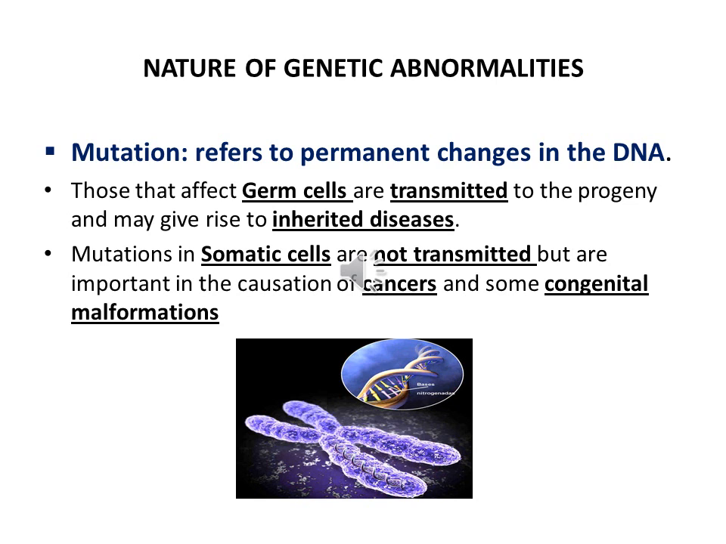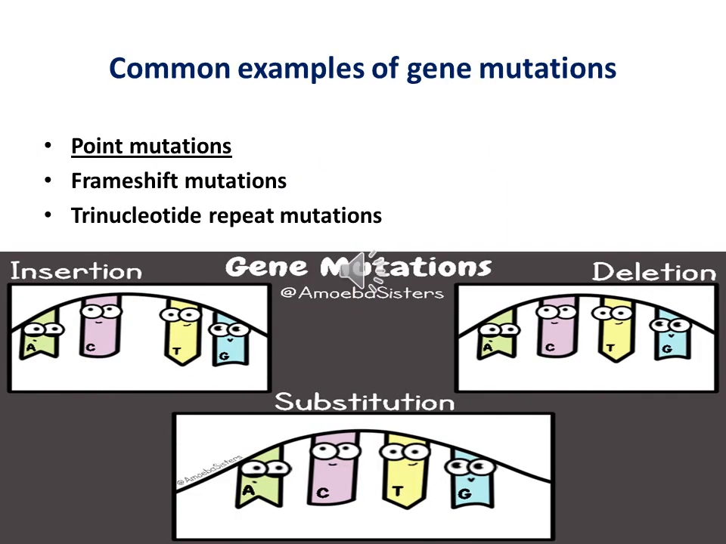Mutation is a change in DNA sequence. It can result from radiation, exposure to chemical agents, or infection by viruses. When it occurs in the sex cells, it can be passed on to offspring, while somatic mutations occurring in body cells are not passed on. They can cause cancers and congenital malformations.